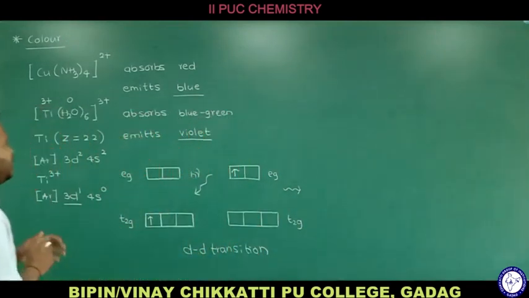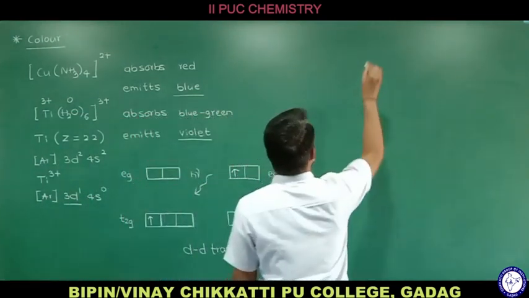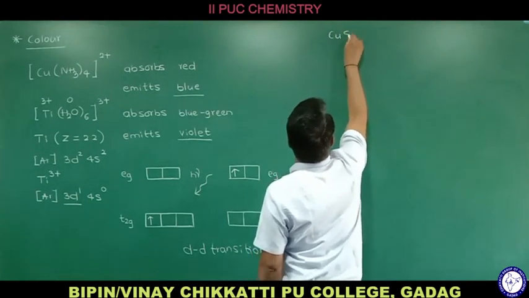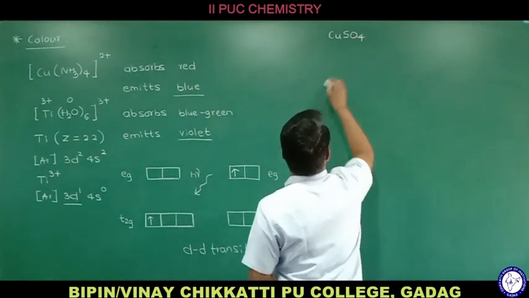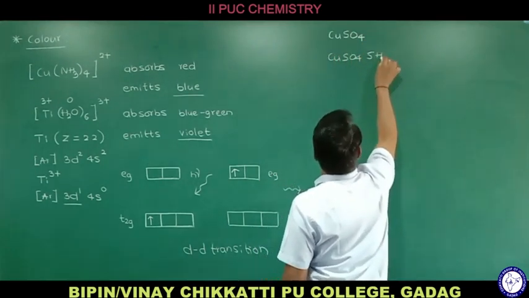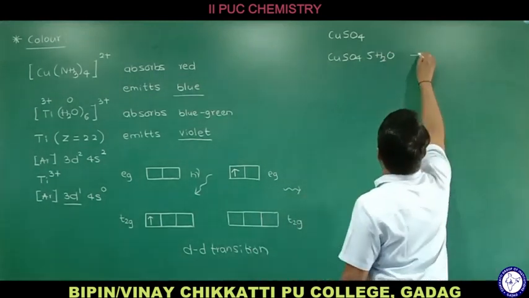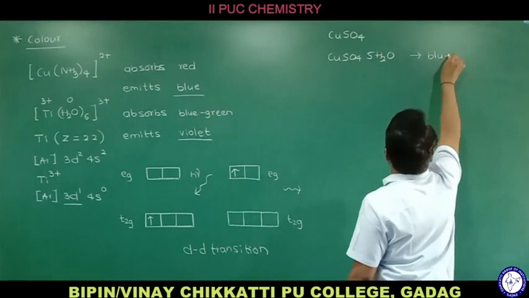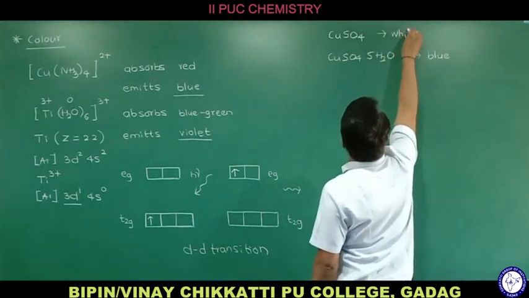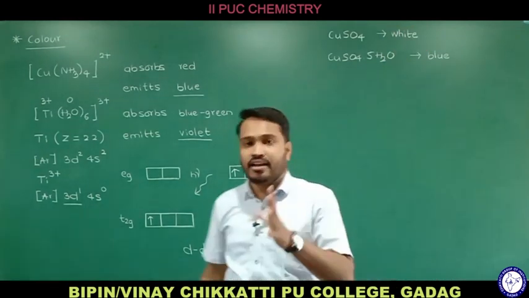One thing you remember, here I consider two examples, and we'll see the reason later. Consider the example of CuSO4 and the example of CuSO4·5H2O. CuSO4·5H2O, the color is blue, whereas CuSO4 is colorless or white. Let me write, consider it as white color. In general you can consider it as colorless also.